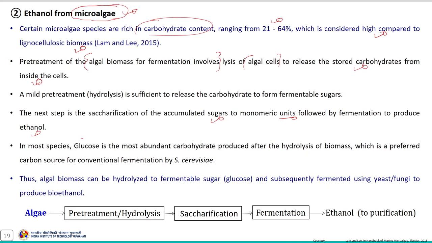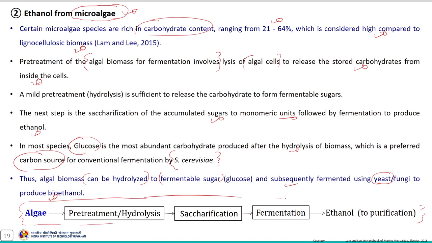In most species, glucose is the most abundant carbohydrate produced after the hydrolysis of biomass, which is the preferred carbon source for the conventional fermentation by Saccharomyces cerevisiae. Hence, the algal biomass can be hydrolyzed to fermentable sugars and subsequently fermented using yeast to produce bioethanol. And the process scheme of conversion of algal biomass to ethanol is shown here, which also involves similar operations as that of the other biomass sources.